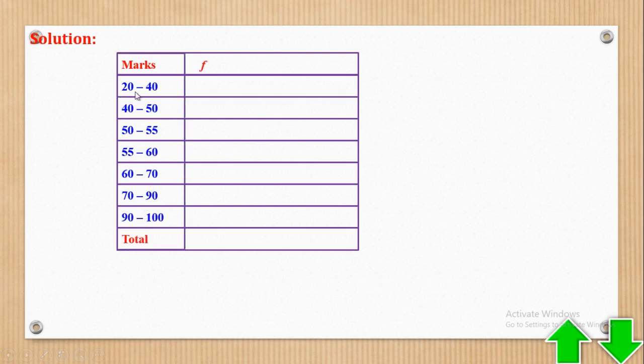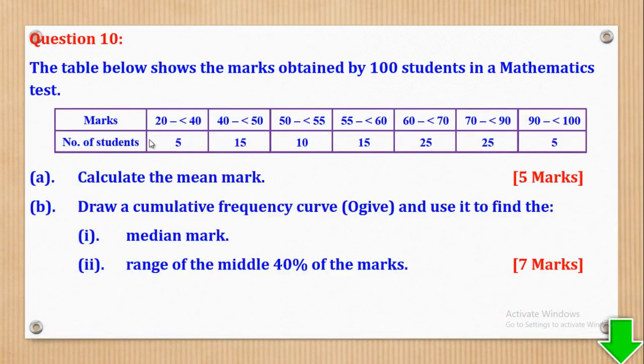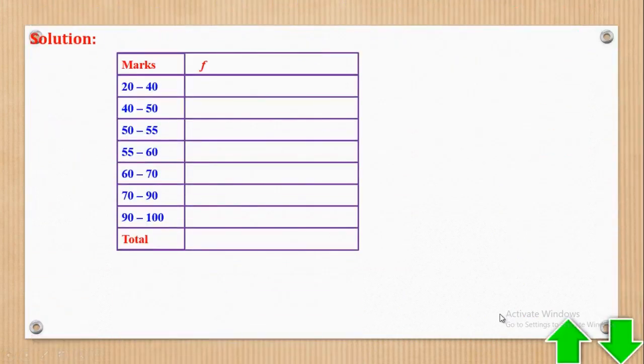The next is the column of frequency. Now the column of frequency, we put there the values of this number of students. So we shall come here and put those values, and we have to get the total. When you add all these values, you'll be able to get 100.